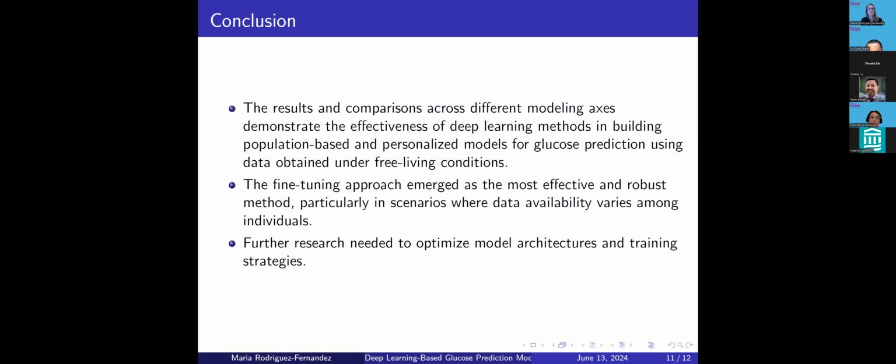And in conclusion, we can say that the deep learning methods are effective for building these models. Population-based worked very well, and personalized models did a good job, but they still have a lot of variability. For some subjects who maybe had more data, or were reporting the food better, they worked well, but other subjects were performing not that well. And the fine-tuning approach emerged as the most effective and robust method, especially in these scenarios where data availability varies.